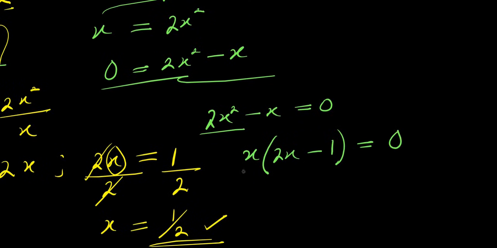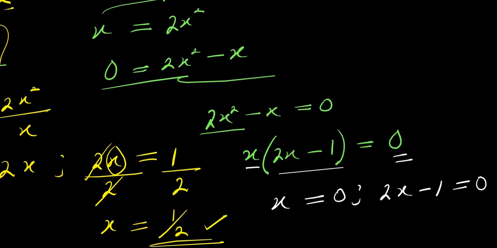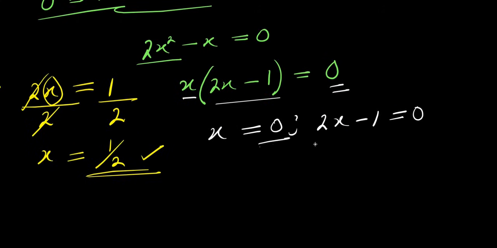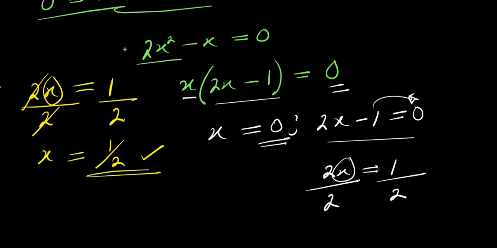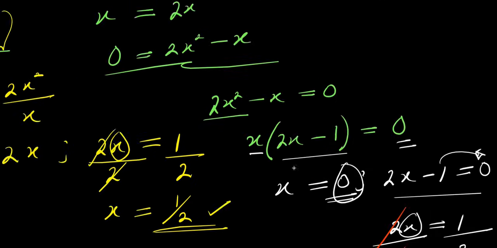So from here, I equate x to 0 and I equate this to 0. If x equals 0. If 2x minus 1 equals 0. Now this one is solved already. To solve this, I move negative 1 over here. Have 2x equals positive 1. I isolate x by dividing this by 2. Dividing this by 2. 2 eliminates 2. Then we have x equals 1 over 2. So this is giving us two values for x, 0 and 1 over 2.